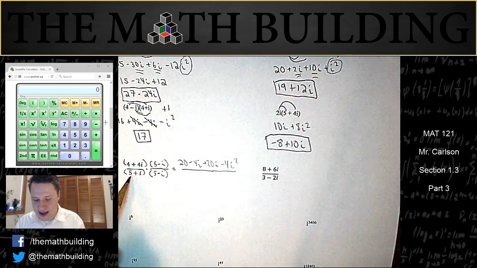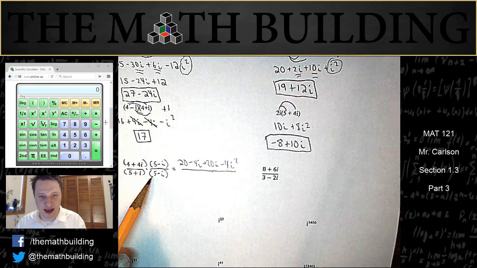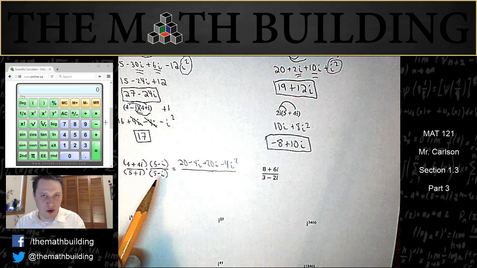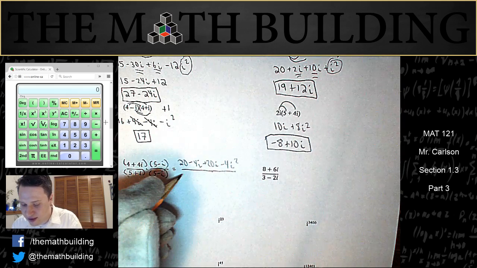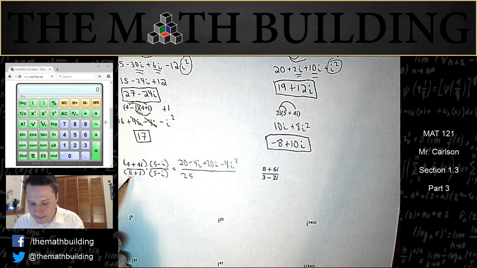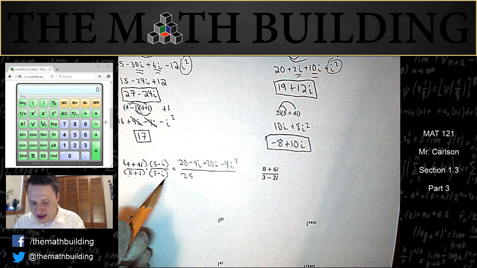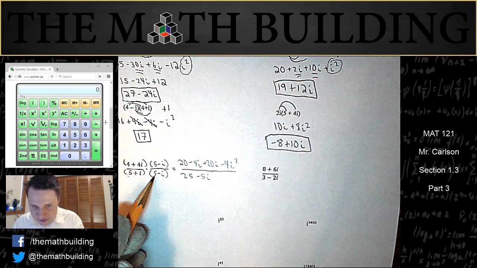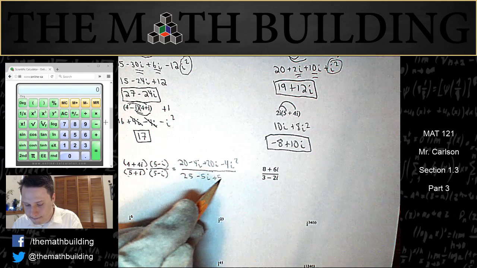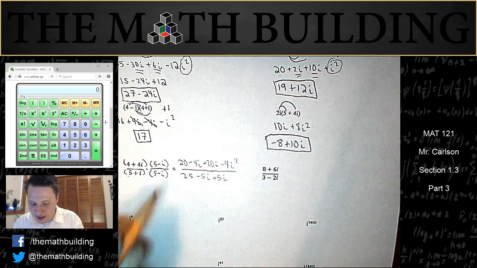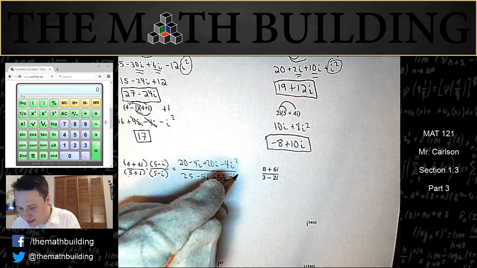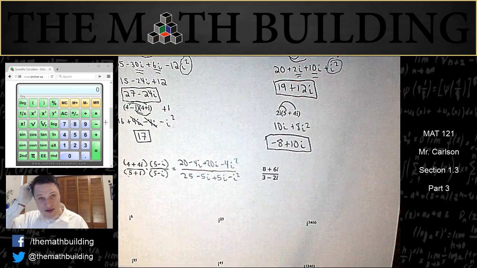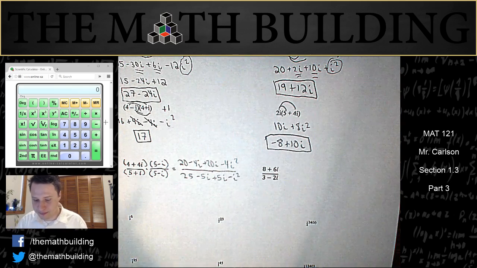On the bottom, I have 5 plus i times 5 minus i, and we know we did this right if all of our i terms go away. So 5 times 5 is 25. And let's see, we've got 5 times negative i, which is negative 5i. i times 5, which is 5i. And i times negative i, which is negative i squared. So let's simplify this a little bit.